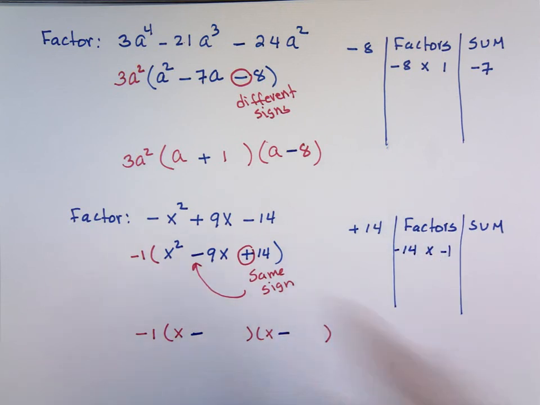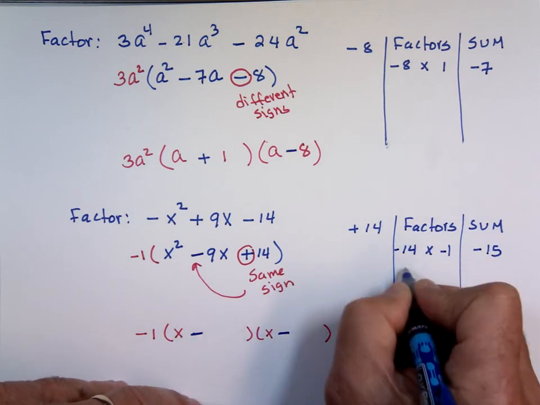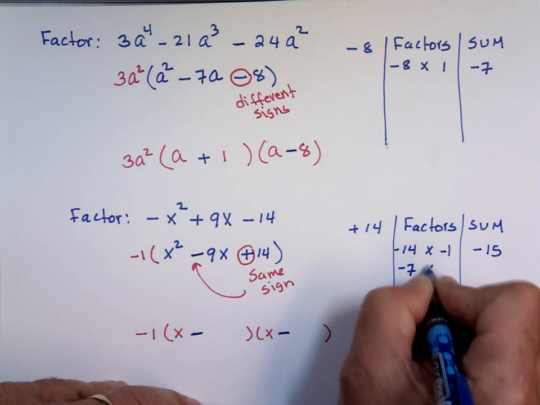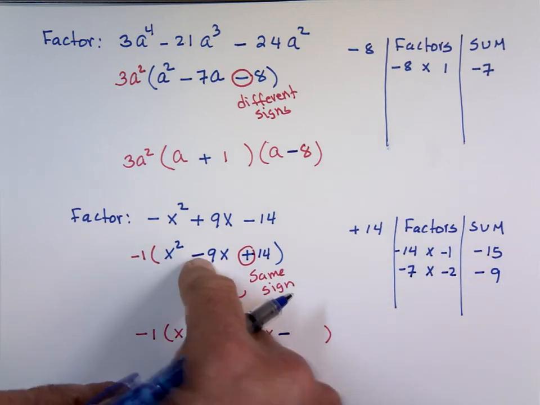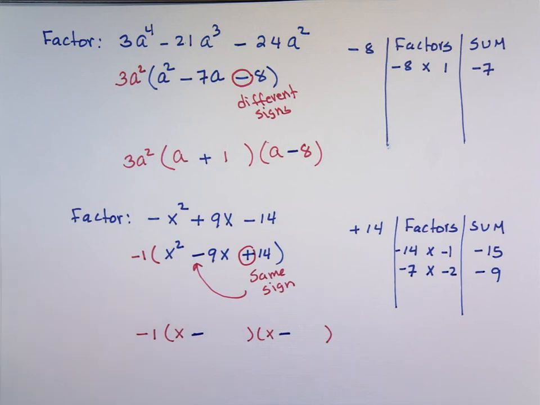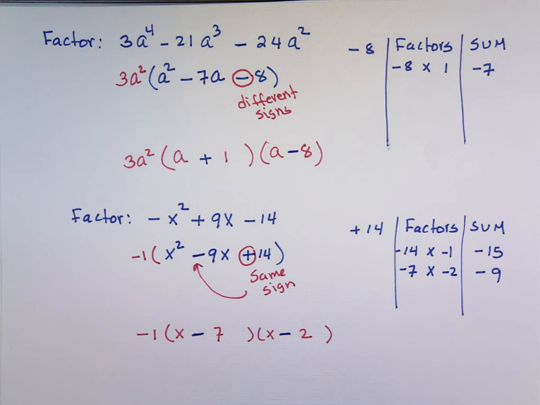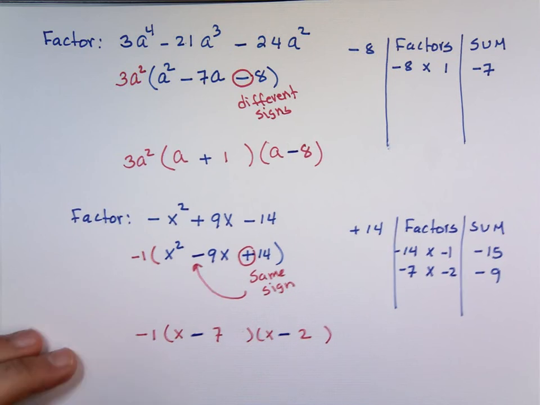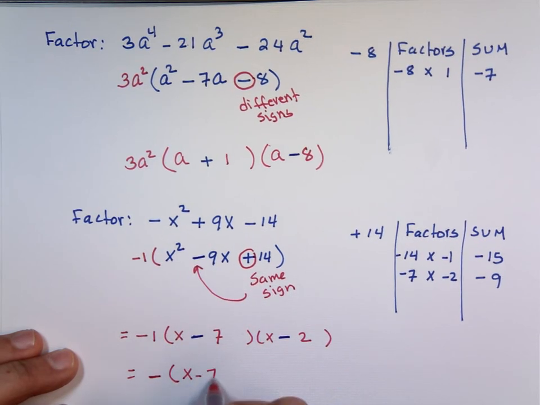That's not good. Negative 7 times a negative 2, they add up to negative 9. Perfect. So it's negative 7 and negative 2. The only thing I will do here, there's probably not a math book that will leave the minus 1 in the front. So you can just take the minus 1 out, put a minus there, and write x minus 7, x minus 2.